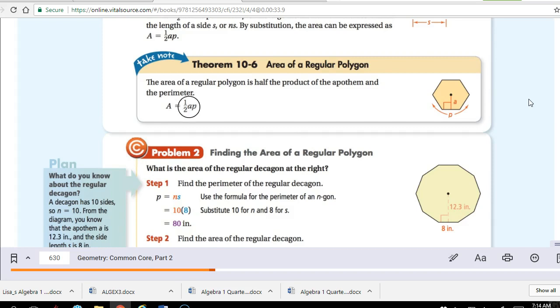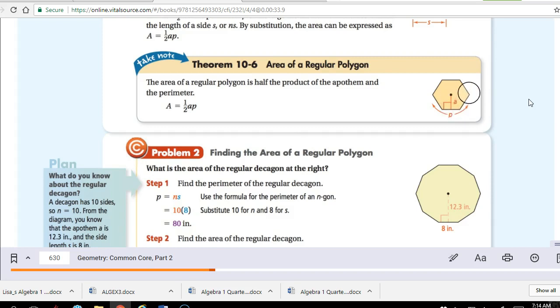Okay, so here's the formula written out. Here it is in words. Here it is in formula. The area is equal to 1/2 the apothem, which is the A part, times the P, which is the perimeter. Now remember, the apothem is the distance from the center of the regular polygon out, perpendicular to any one of the sides. That right there is the apothem.